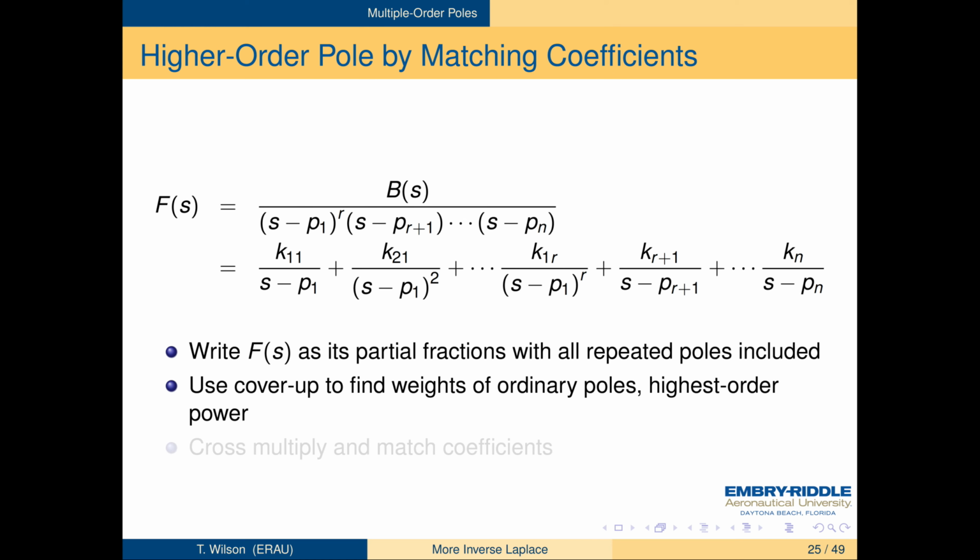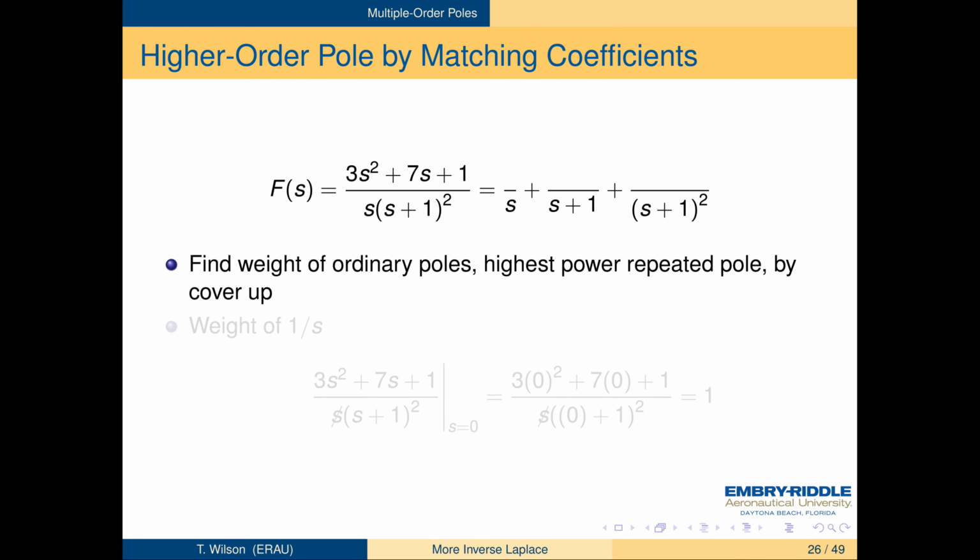In the matching coefficients approach, you write out the partial fraction expansion to include all the powers of the repeated pole. We use the cover-up method to find the weights of the poles that aren't repeated, including any complex conjugate pairs, and we use cover-up to find the weight of the highest power of the repeated root. Then we label the unknown coefficients, put everything over a common denominator, and then match the coefficients of powers of s in both numerators. Let's work an example.